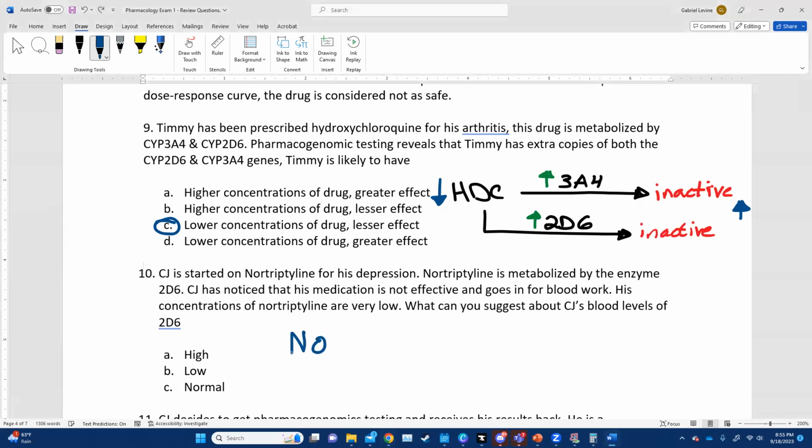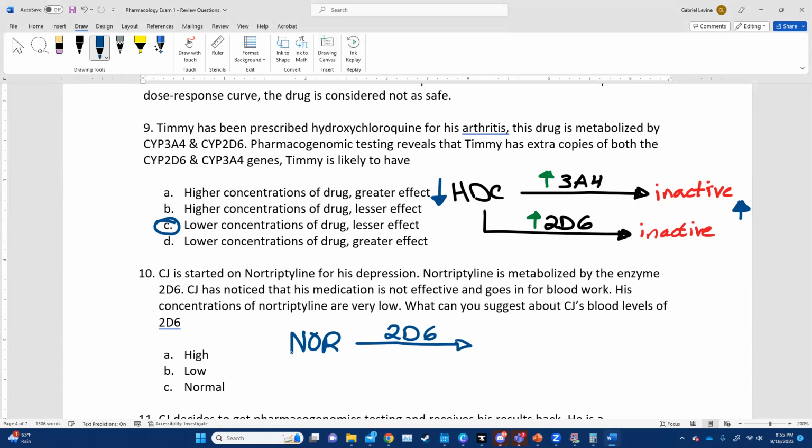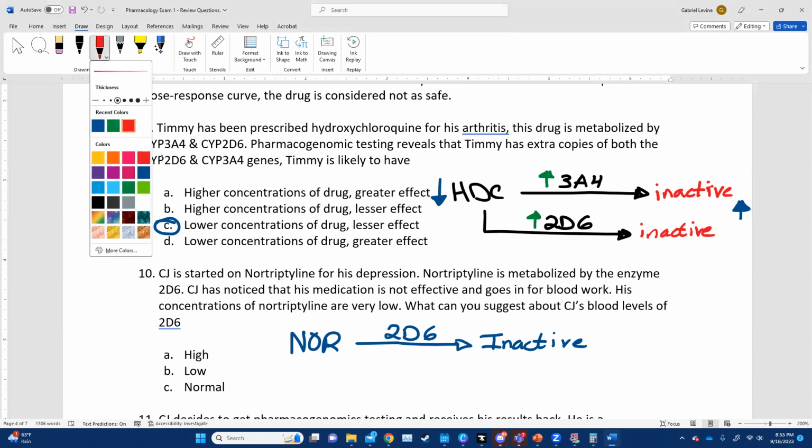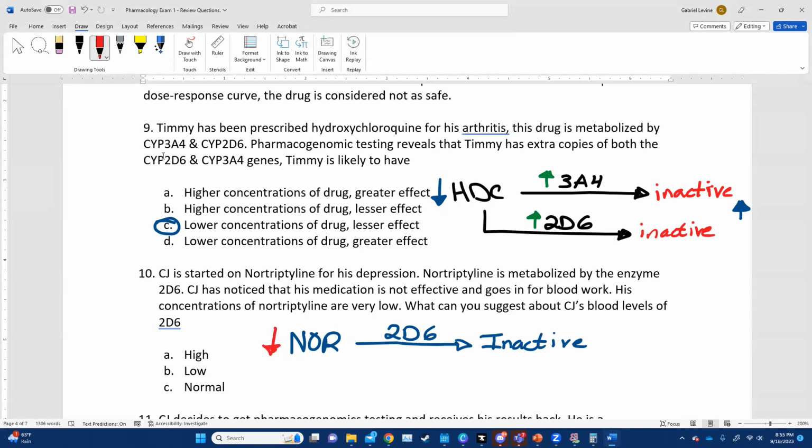So you have nortriptyline, which is being converted via 2D6 into inactive metabolites. What we have found through his blood work is that he has very, very low amounts of nortriptyline, which means that more of the drug had to be converted by the enzyme. And so what would his blood levels be? They would have to be increased in order to get rid of the nortriptyline.